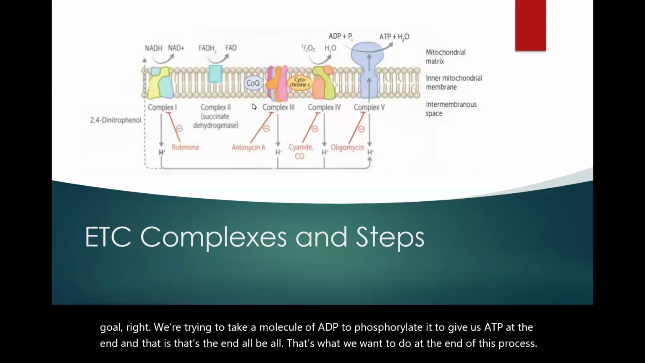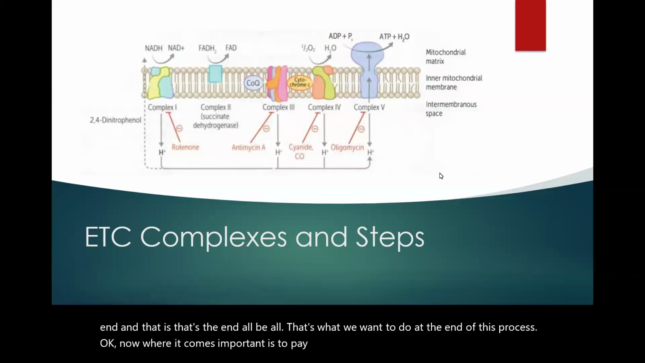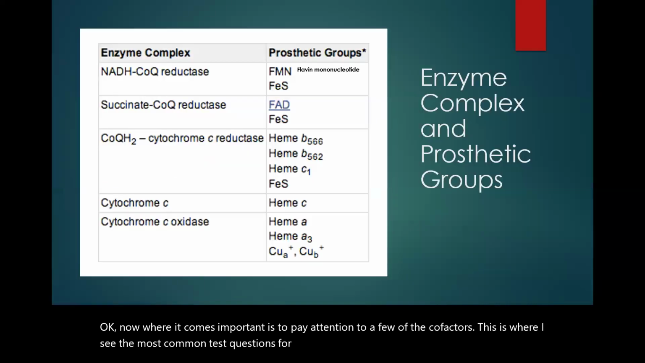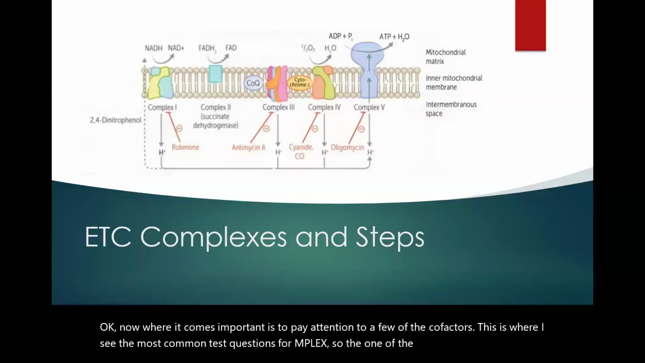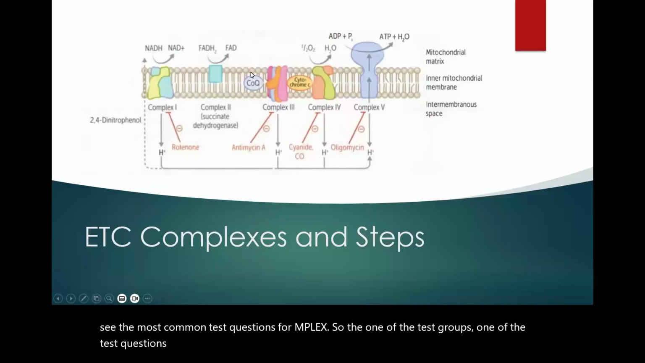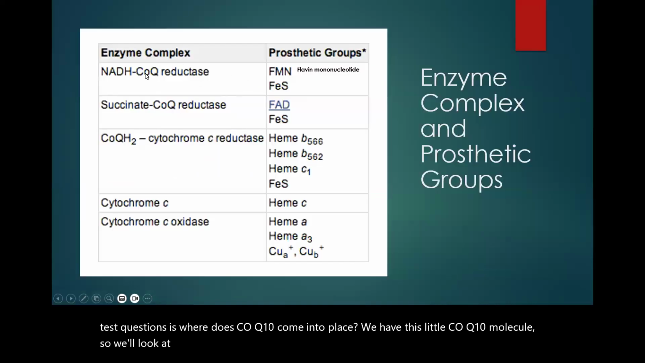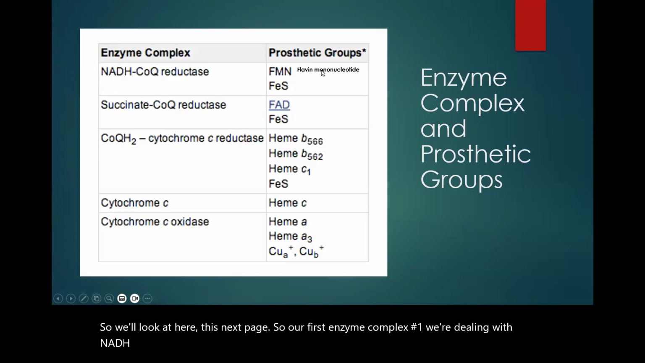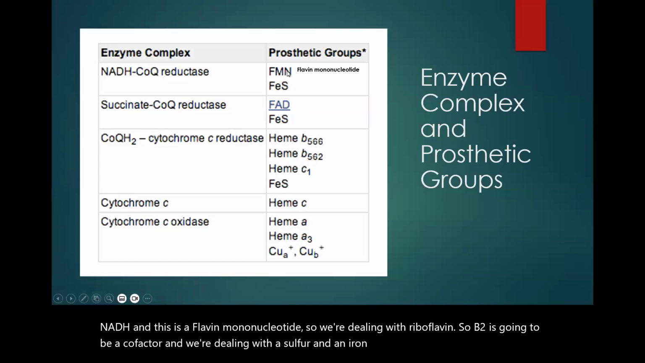Now, where it becomes important is to pay attention to a few of the cofactors. This is where I see the most common test questions for NPLEX. One of the test questions is, where does CoQ10 come into play? So we have this little CoQ10 molecule. We'll look at this next page. Our first enzyme complex, number 1, we're dealing with NADH, and this is a flavin mononucleotide. So we're dealing with riboflavin, so B2 is going to be a cofactor. And we're dealing with a sulfur and an iron. So iron is also a cofactor here.